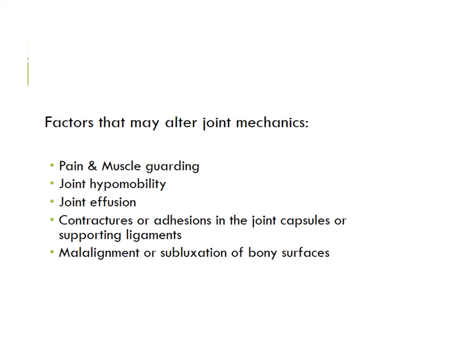Now, coming to factors that may alter joint mechanics. What will alter your normal biomechanics? The normal biomechanics of a joint can be altered when there is pain, when there is muscle guarding. Muscle guarding means whenever you have pain in a particular joint, the muscles surrounding those joints will become spasmodic, will become tight. Why? Because those muscles are guarding the joint, protecting the joint. That is known as protective spasm or muscle guarding.